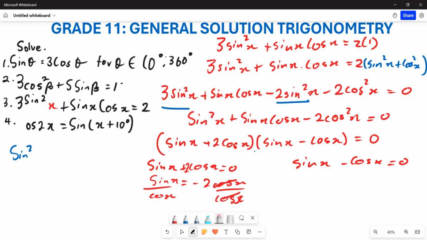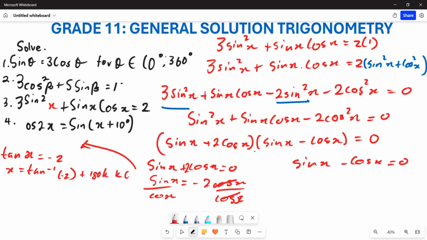Let's just make our space here. This side is going to be your tan of x, which is equal to negative 2. Altogether. And now, what else are you going to have? This x is now going to be the same as shift tan of negative 2, plus 180k, where k is an element of the real numbers.